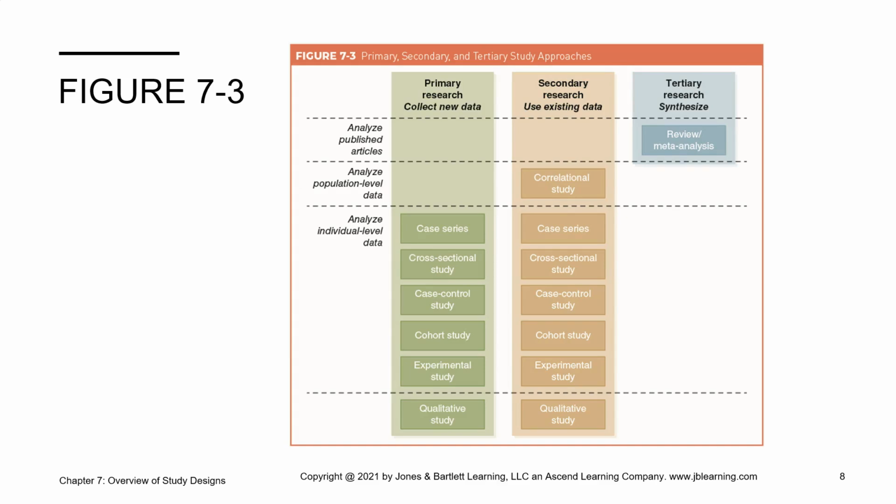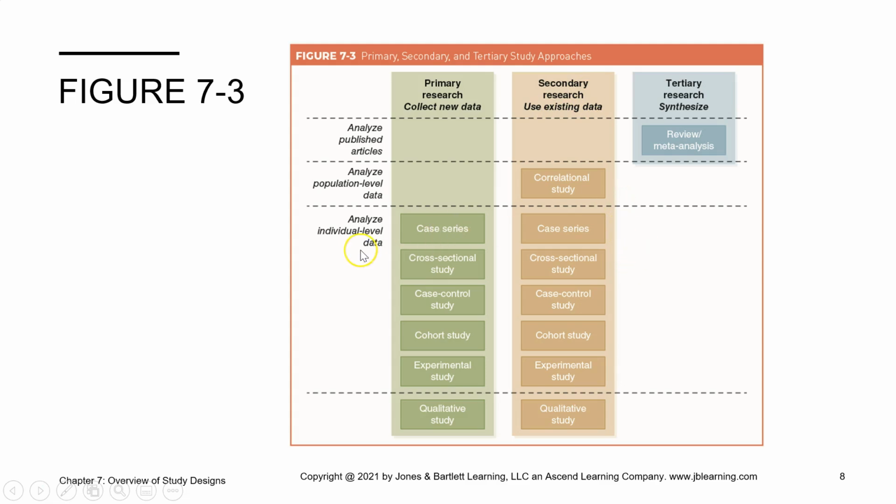Then Figure 7.3 goes over some of the different functions for each of the different approaches and how it lines up with the specific study designs. Starting off here at the top, if you are analyzing the published articles, this is a tertiary research design, and really the only research design that can be done in this manner is a review or a meta-analysis. If you're analyzing population level data, you would be using a secondary research study design where you're using existing data, and this is a correlational study.